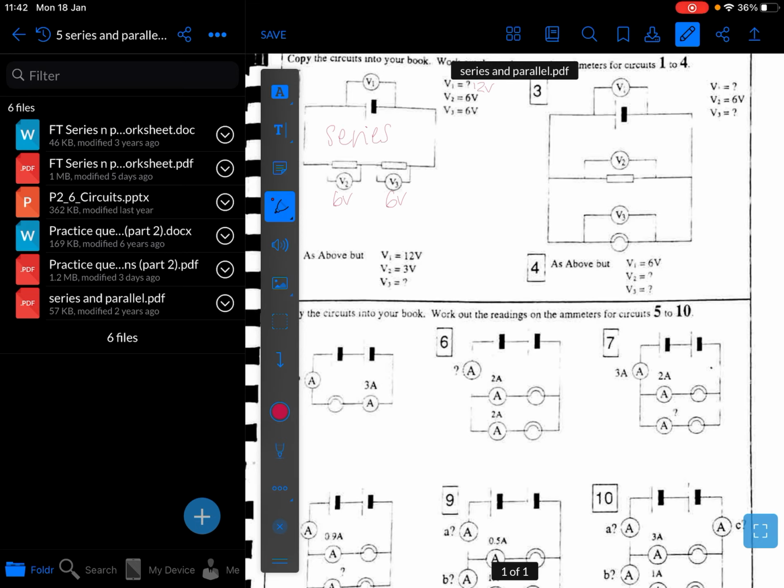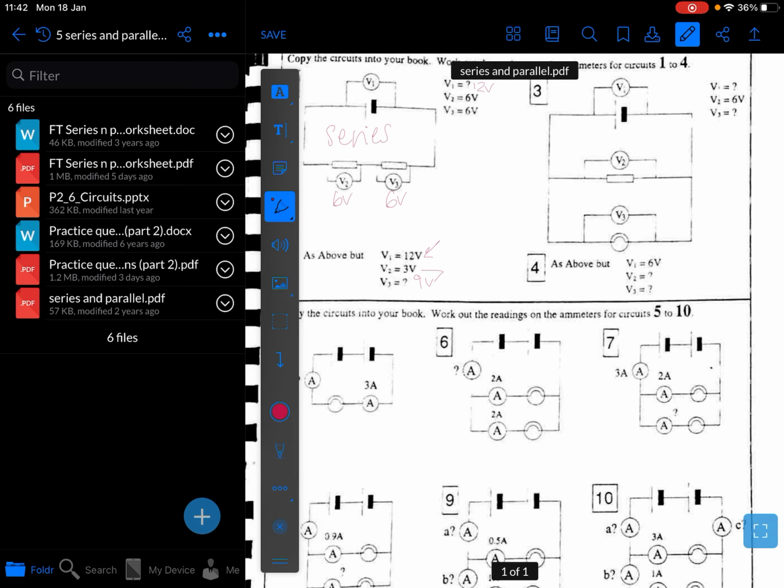Okay, number 2. As above, so the same circuit, but this time you have 12 volts coming from the cell, 3 volts going to voltmeter resistor 1, 2, whatever, and then how much is left over to go to voltmeter 3 is going to be 9 volts because these two have got to add together to make V1. So same idea, the potential difference from the cell is split between the 2 voltmeters, between the 2 components.